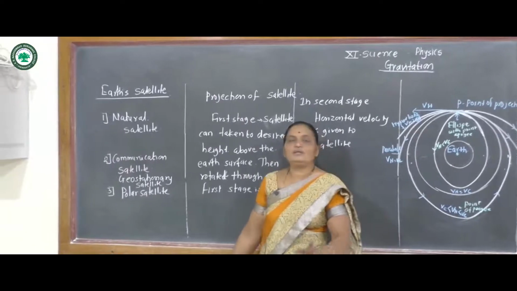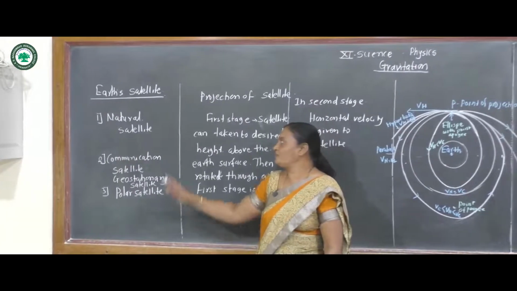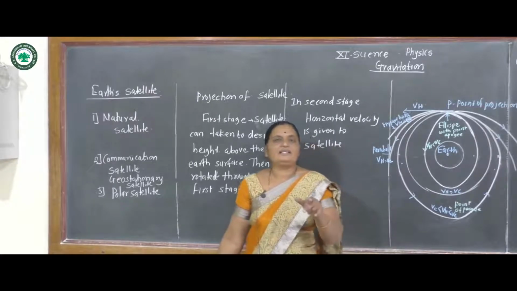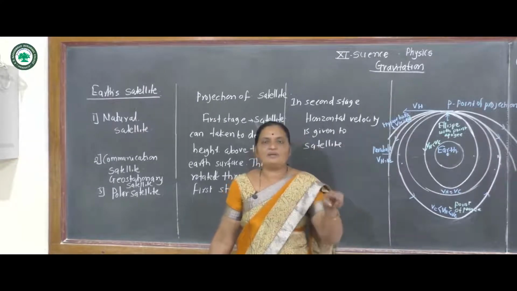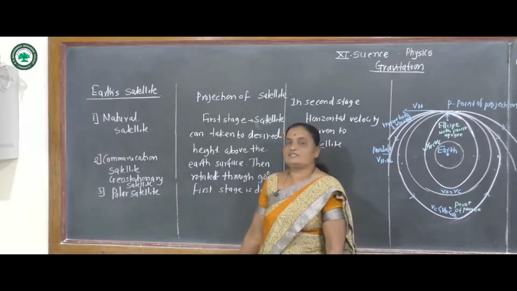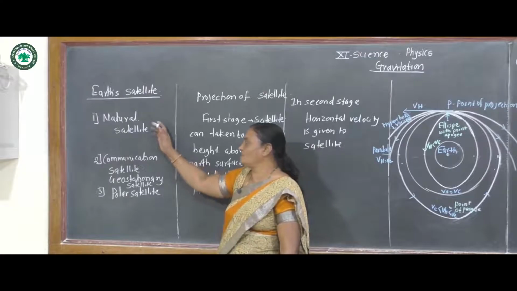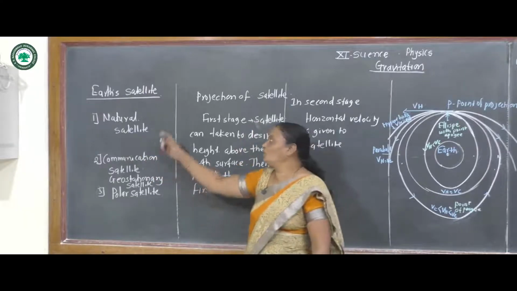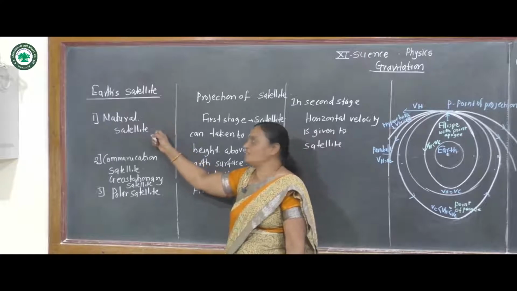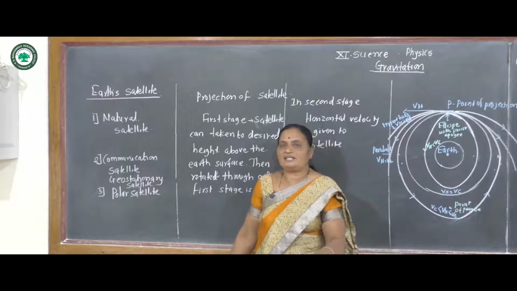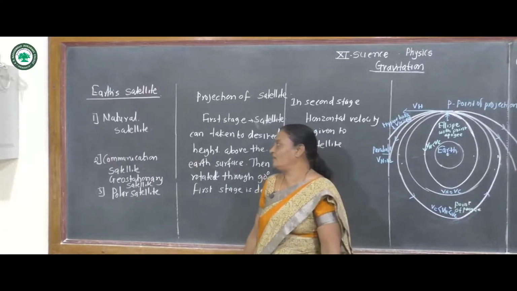Now there are two types of satellite. What is the Earth satellite or satellite? It is the object that revolves around the Earth. It is called a satellite. There are two types of satellite: first natural satellite, then artificial satellite. Now Moon is only a natural satellite. Moon revolves around the Earth. It is called a satellite. It is a natural satellite.